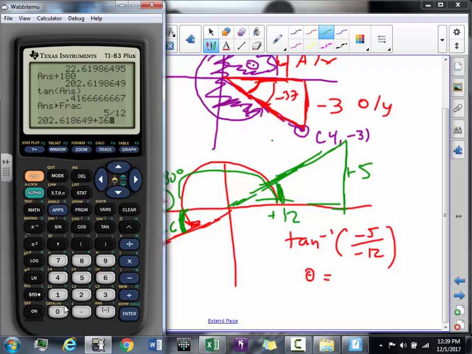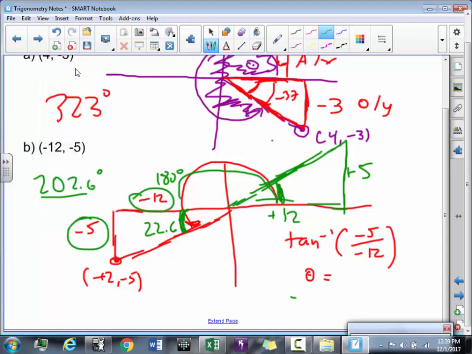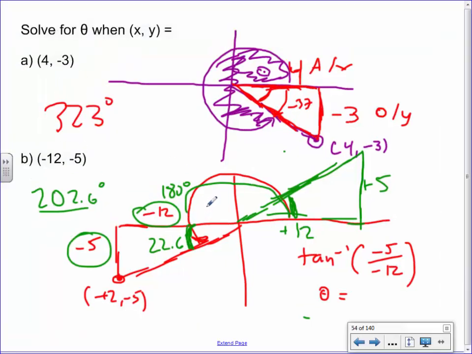202.6198649, if I added 360 degrees twice, if I took the tan of that angle, it also roughly gives me the same thing. You know what I'm saying there? So it's one of many angles that works. So hopefully I've done a good job of illustrating my point. When you inverse cosine, inverse sine, inverse tan, it will give you an angle. We have to make sure we figure out which one we're looking for.